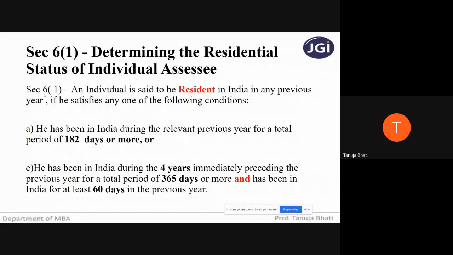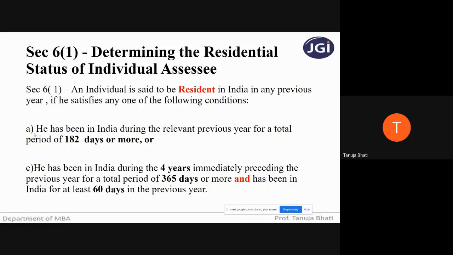Now remember, students, Section 6(1) consists of basic conditions which help you determine whether an individual is a resident or a non-resident. Here you have clause A and clause C. Condition number 1 is defined under Section 6(1)(a), and condition number 2 is defined under Section 6(1)(c).